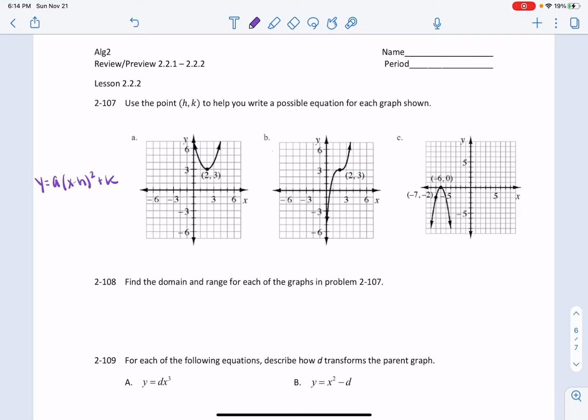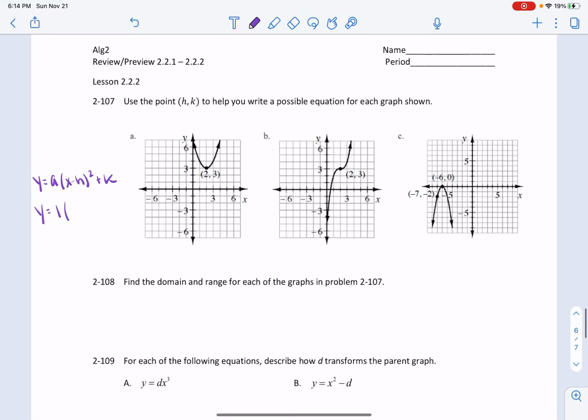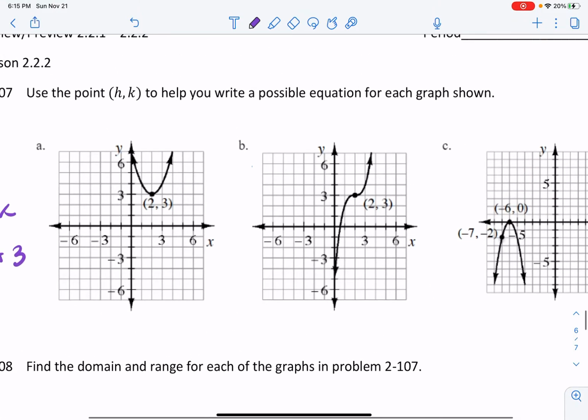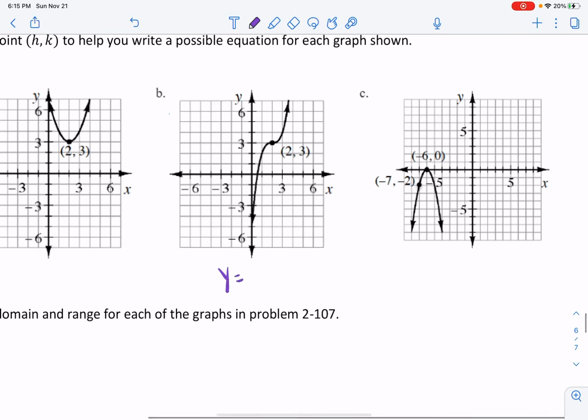Because of its shape, I'm going to make the assumption that a is 1. That's something you could look at in Desmos too, or you could even solve to be more accurate, which we are going to do in part C. But we'll just say it's 1, and then (x minus 2) squared plus 3. Part B is cubic. I can see my vertex of (2, 3). So I think it's going to be something like y equals (x minus 2) cubed plus 3.